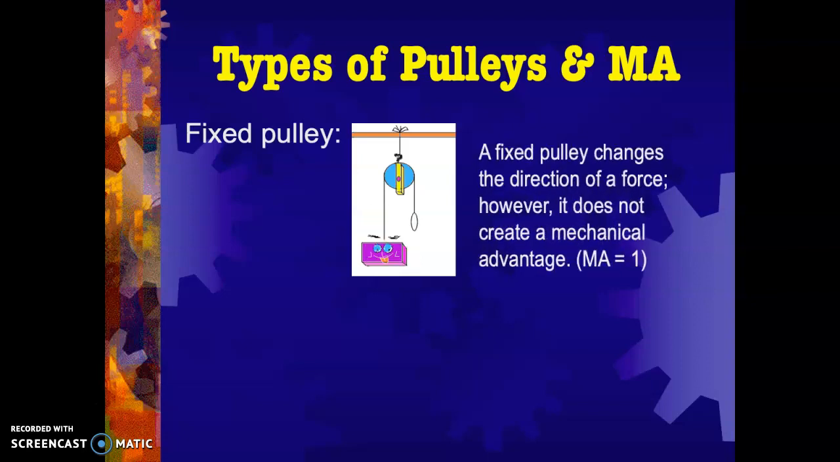What does a fixed pulley do for you? It changes the direction of the force. You can see here in the particular pulley system, you pull down on the rope and that'll lift the object you are wanting to get up.